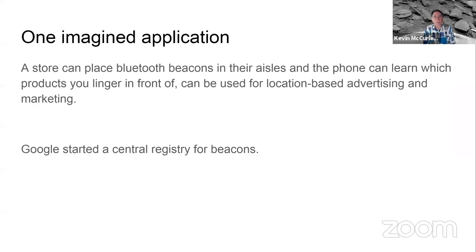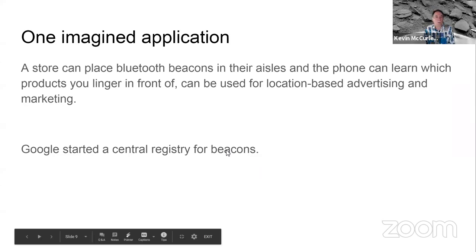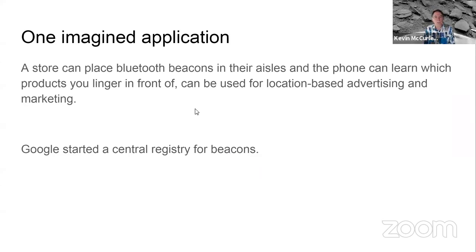So one imagined application for these Bluetooth beacons is that stores might put these beacons in their aisles, and the phone can learn which products you linger in front of. And it could be used for location-based advertising and marketing. As you can imagine, advertisers were salivating over this prospect because location is a pretty primary signal in ads quality. Google had actually started a central registry for these beacons, so you could go online and you could register your beacon's ID and its protocols into their registry, and then that would be used in the fused location provider to be able to figure out where you are and interpret the signals that it sees.